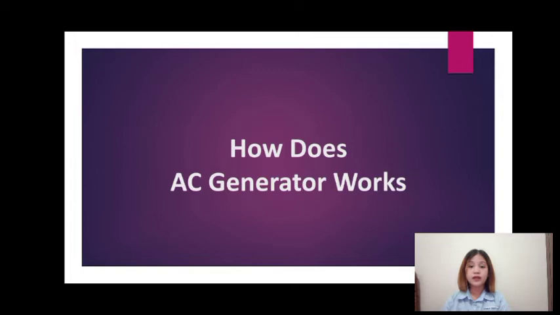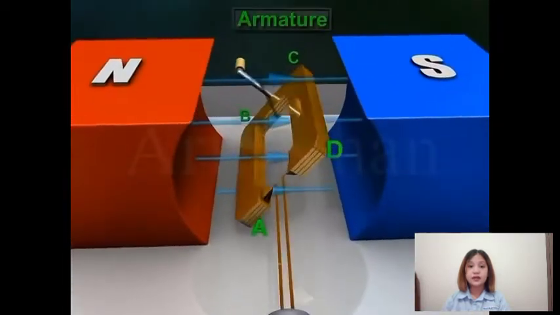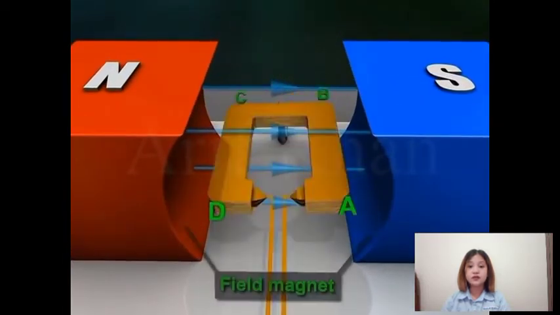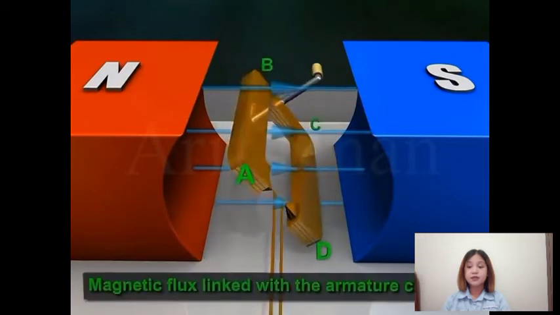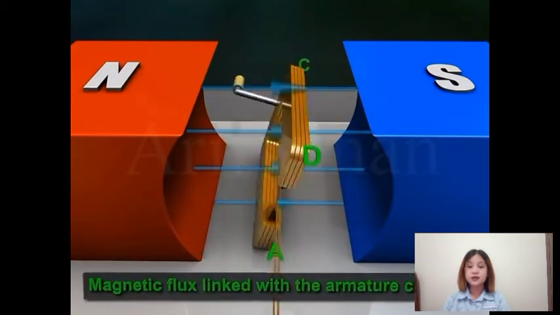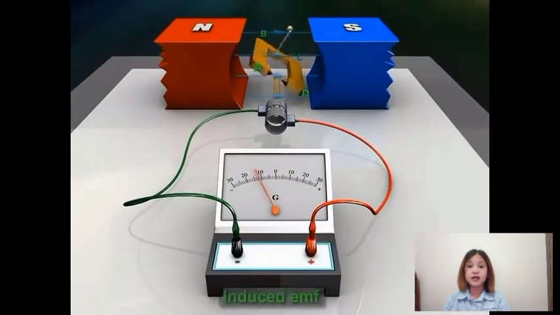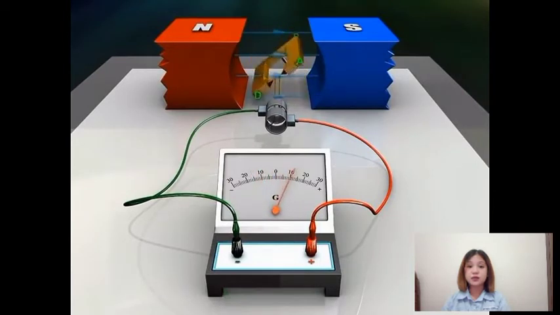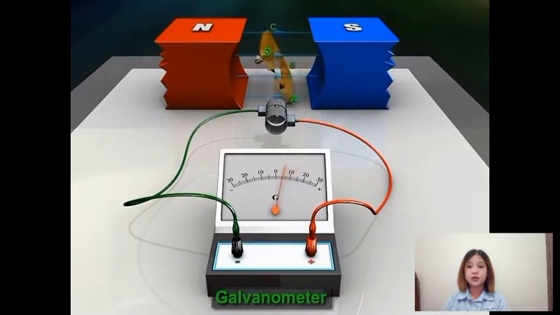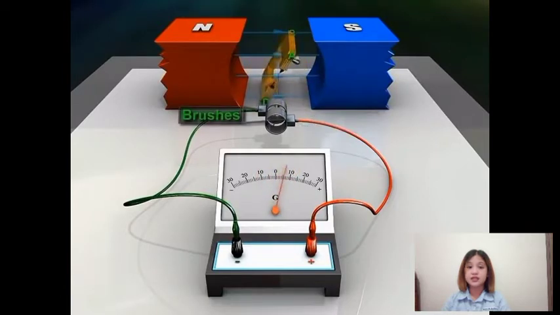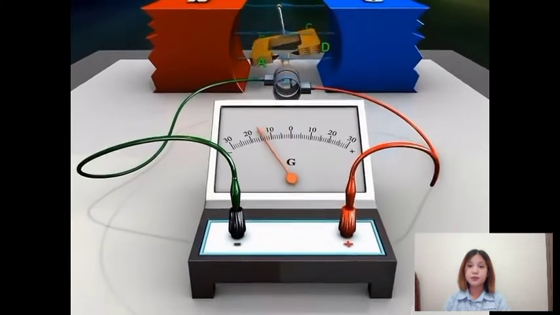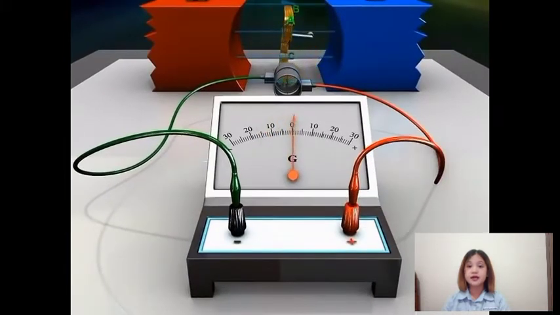Then we have the working of AC generator. When the armature rotates between the poles of field magnets, yung magnetic flux na nakakonekta sa armature ay magkakaroon ng changes that result in the EMF, or the electromotive force, being induced in the armature. And that process will produce the current through the armature and the load, or sa ating galvanometer, and also through the slip rings and brush. Kasi doon siya dadaan sa brush and slip rings papunta sa galvanometer.